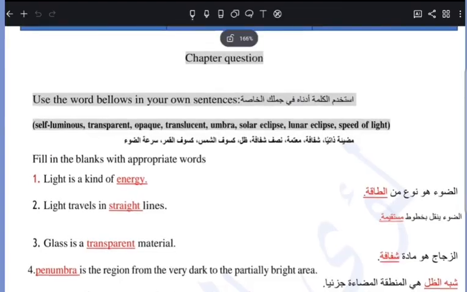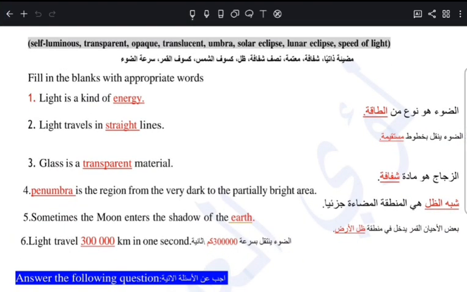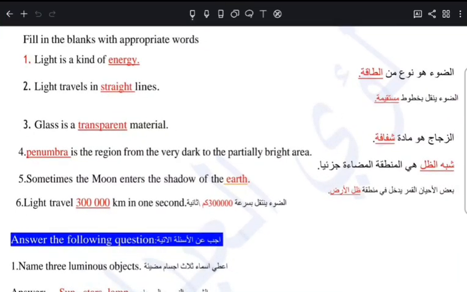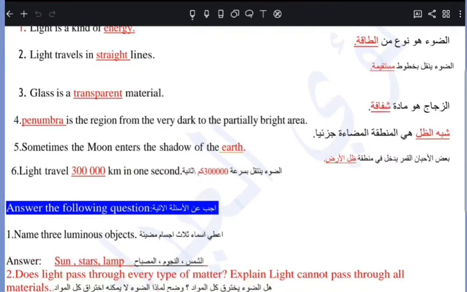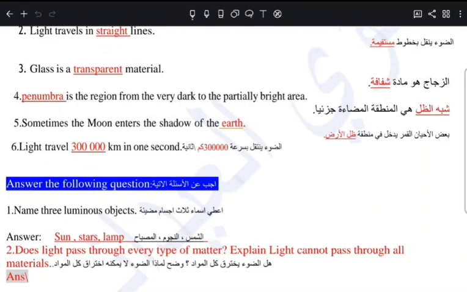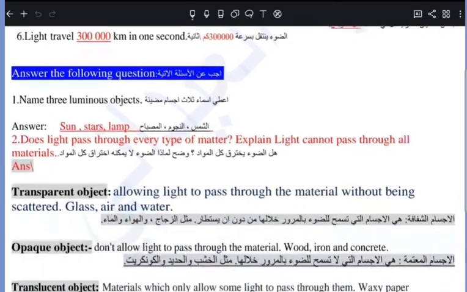This chapter question is about chapter 6, fill in the blank. Light is a kind of energy. Light travels in straight lines. Glass is transparent. Penumbra is the region from the very dark to the partially bright area. Sometimes the moon enters the shadow of the Earth. Light travels 300,000 kilometers. Okay, answer the following questions.